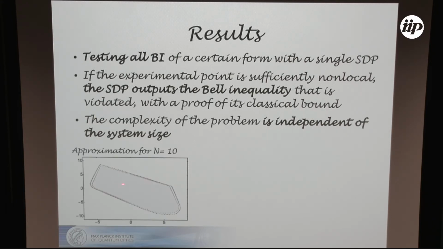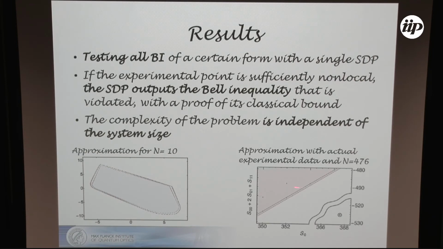To see how it works, for n equal 10, this would be a slice of the polytope. The blue would be the local polytope, and the red would be the first level approximation. Then there is the data that they measured in the experiment, and the experimental point is quite far apart. So you see that the method becomes better and better as you increase the size of the system.